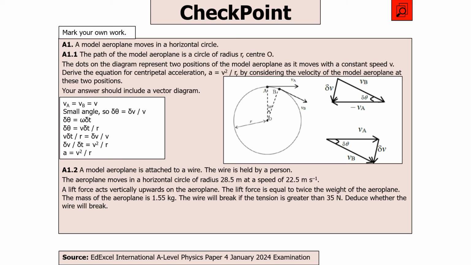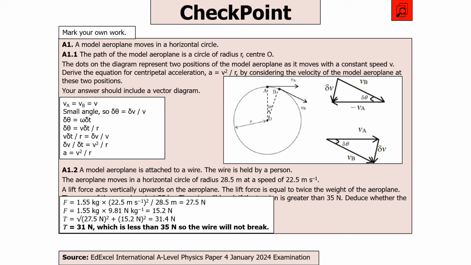Now remember, the change in velocity over the change in time is going to be acceleration. That's the definition of acceleration. So it's v squared over r. In this next question, we can say that the centripetal force equals mv squared over r. So it's 1.55 times 22.5 squared over 28.5, which equals 27.5 newtons.